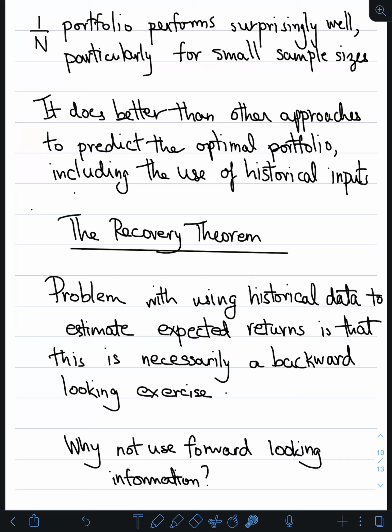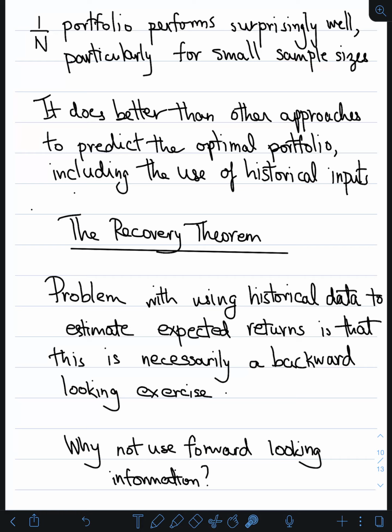Okay, it does better than other approaches, including the use of historical inputs to predict that optimal portfolio. Okay, so doing naive estimation with no information at all actually does quite well. Okay, and it does better than using the historical data. So again, we're coming to that general consensus that we've been developing over time, that even when we come up with all these brilliant models, something as simple as just dividing your money equally among all the assets might actually work out well in your favor, okay, especially if you have small sample sizes.